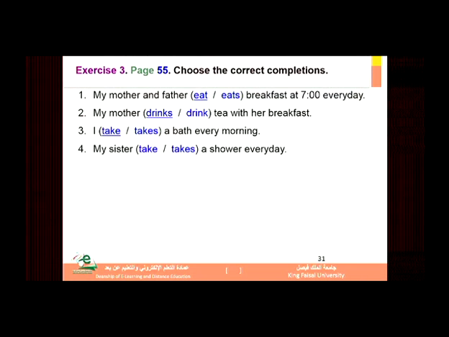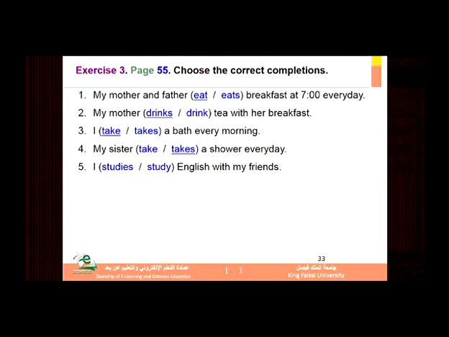Moving to sentence number 4, my sister takes a shower every day. My sister takes a shower every day, because the subject is my sister, and my sister is a third person singular noun.